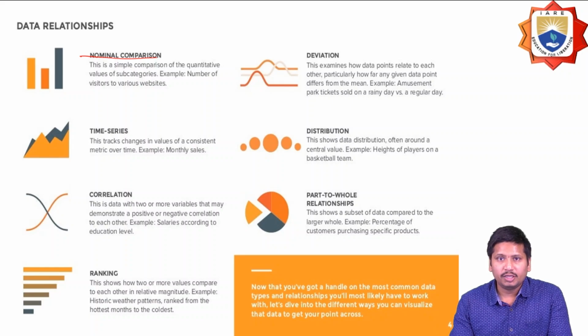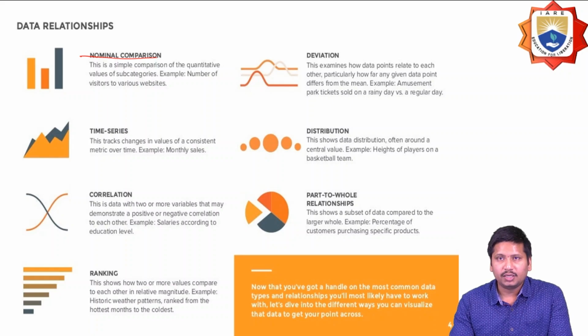The next one is distribution. This shows how data is distributed around a central value, like the height of players on a basketball team. And the part-to-whole relationship shows a subset of data compared to the larger value, like the percentage of customers purchasing specific products.